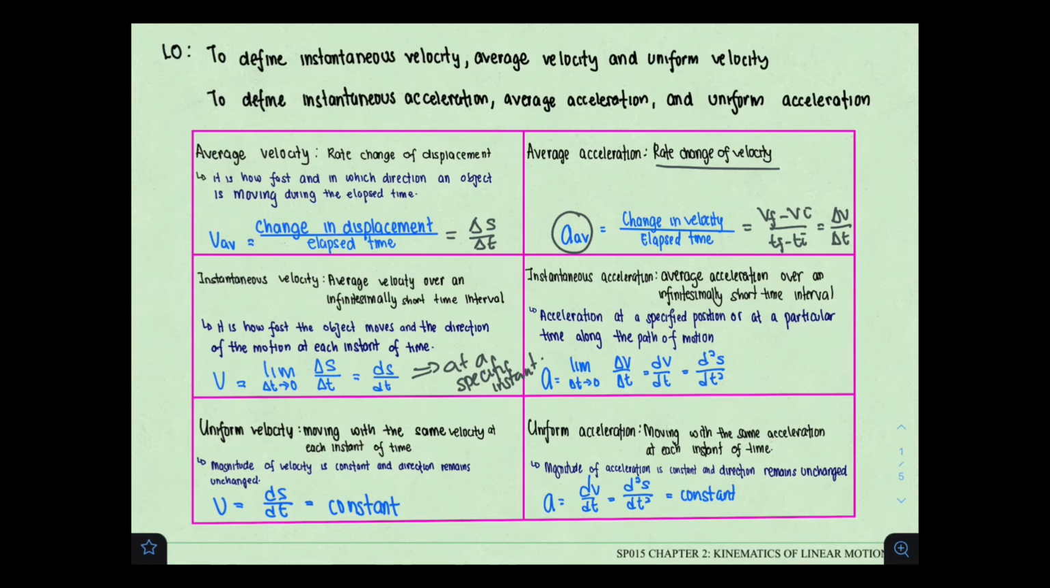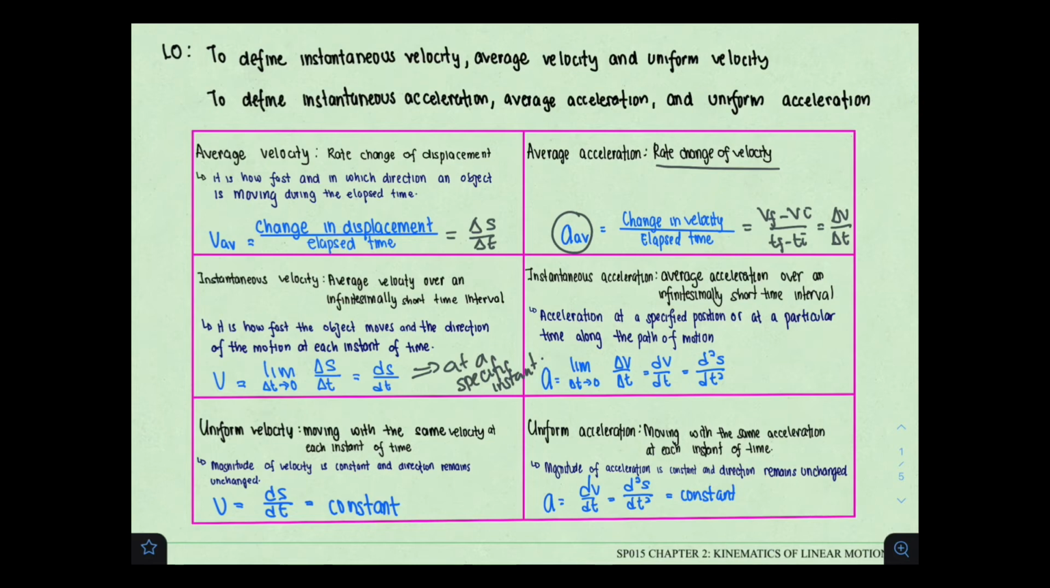It is the average acceleration over an infinitesimally short time interval. Okay, sama juga macam instantaneous velocity. Instantaneous acceleration adalah acceleration yang kita nak tahu at a specific position or a particular time along the path of the motion. Maksudnya pada saat tertentu tu kita nak tahu apa acceleration objek tersebut ataupun pada kedudukan tertentu, exactly at a particular position itu.